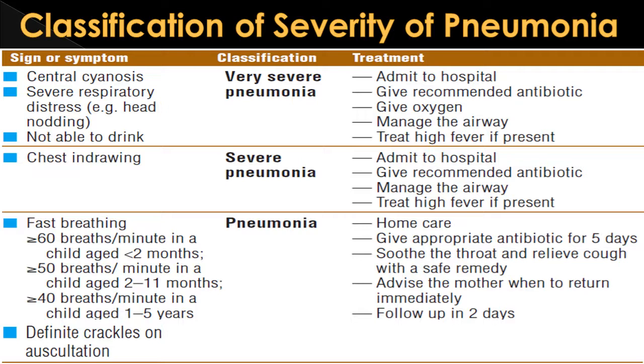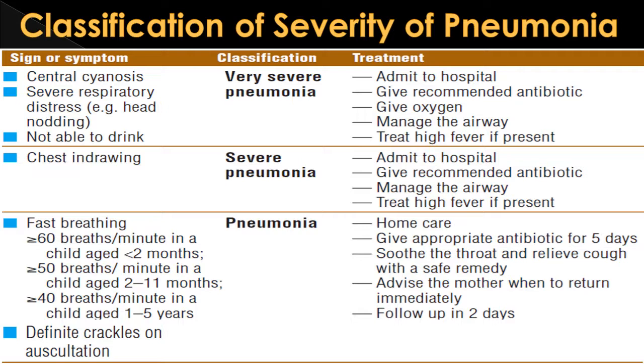A safe remedy is away from the medicines which are given as bronchodilators, mucolytics or antitussives. These are not safe remedies. Safe remedies are home treatments like ginger kawa, soup, broth, honey with warm water, that kind of thing. Advise the mother when to return, and follow up in 2 days. If the child has pneumonia, follow up in 2 days.